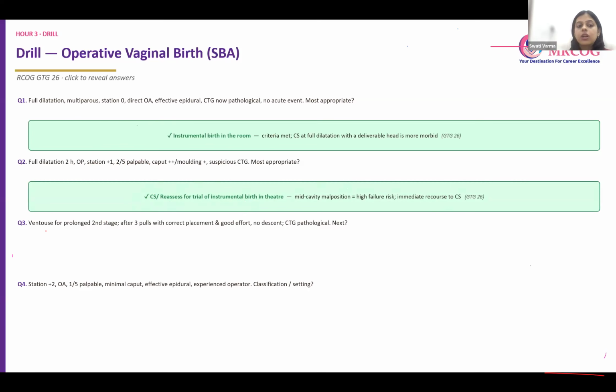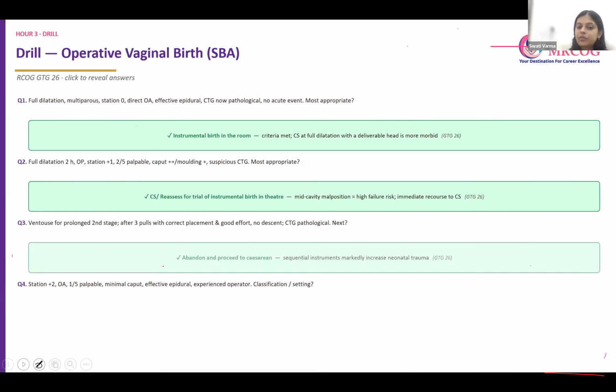in theatre. Ventouse for prolonged second stage: after 3 pulls with correct placement and good effort, no descent. CTG is pathological. Then try to shift her for cesarean section. Abandon and proceed to cesarean. Sequential instrumental delivery is risky and markedly increases neonatal trauma. On top of that, CTG is also pathological, so don't attempt.